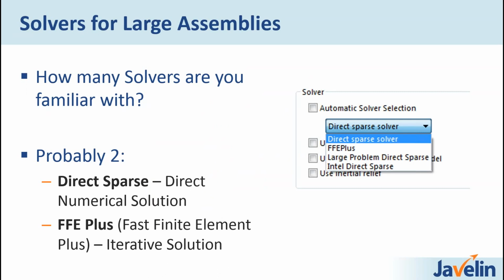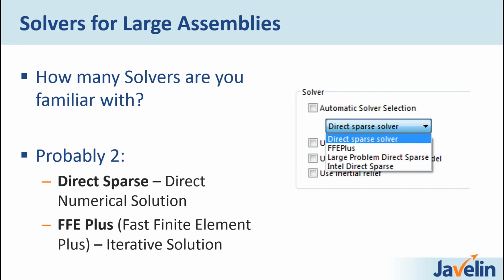Now, the direct sparse is actually a direct solver. So it's actually going to solve the displacement field of the assembly directly. Using basically matrix techniques, matrix inversion, matrix simplification, all of that fun stuff, it directly solves for X.